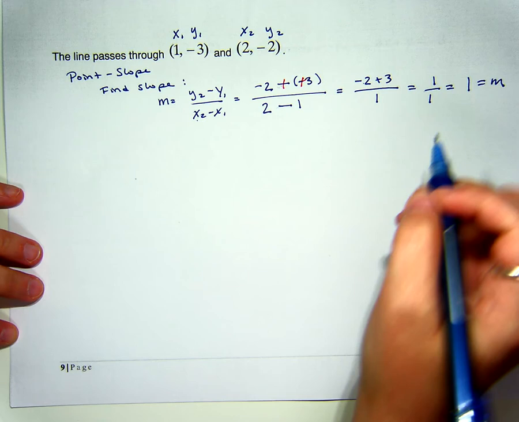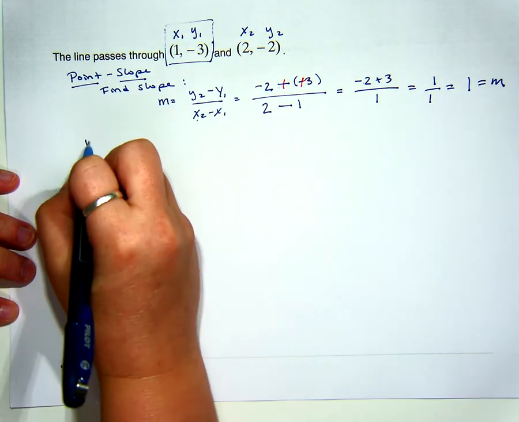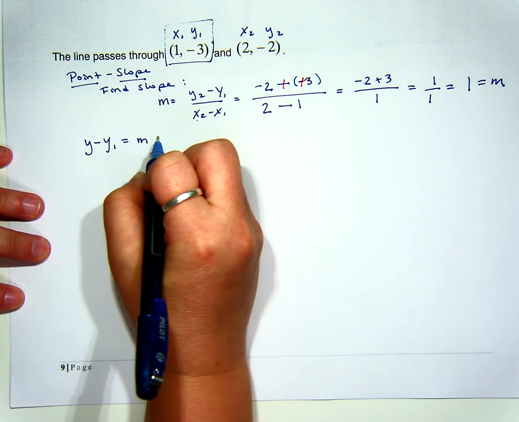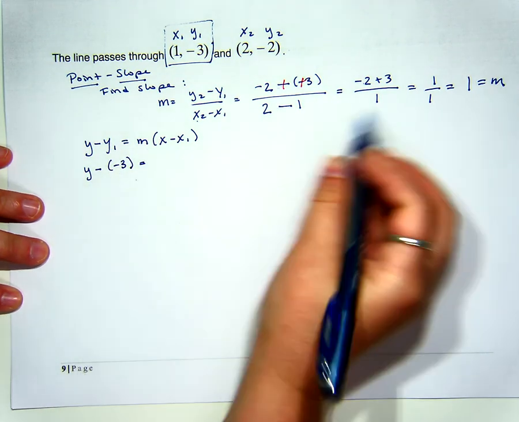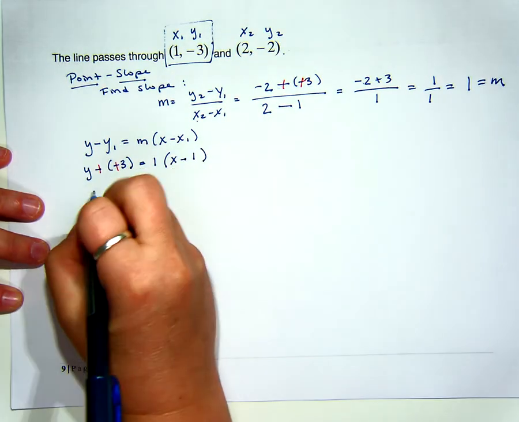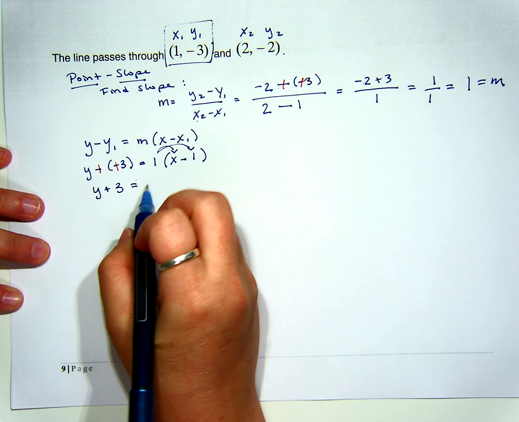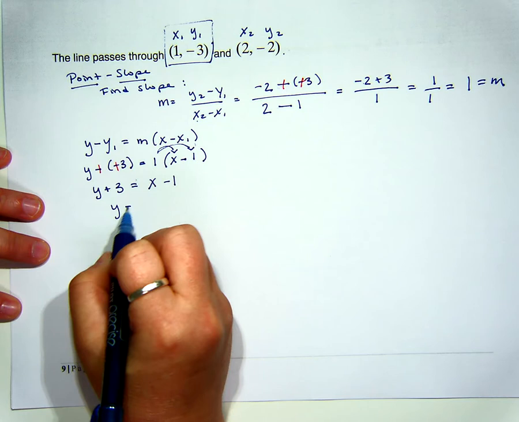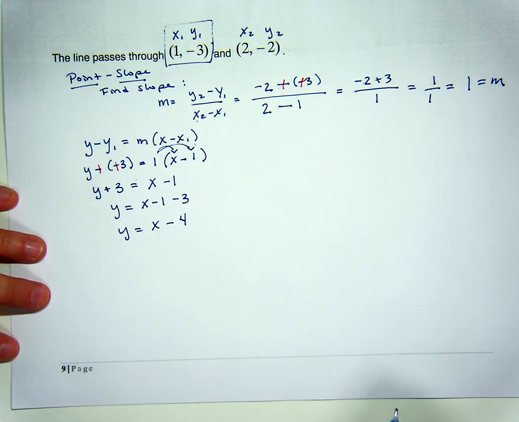All I need now is a point. I have 2 to choose from. I usually just choose the first one, but it's up to you. You can choose either one. Now I'm going to plug it into my point-slope form to find the equation. So I have y minus, now go see what y1 is, -3 equals m, that was 1, x minus, now go see what x1 was. 2 negatives become positive, so I have y plus 3. Distribute, 1 times x, 1 times -1, finish it out. So I get y equals x minus 4.